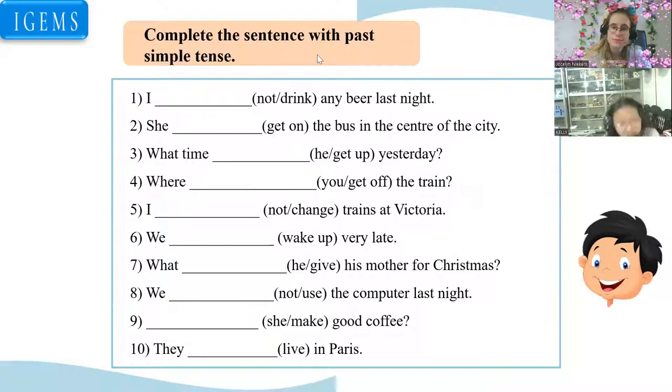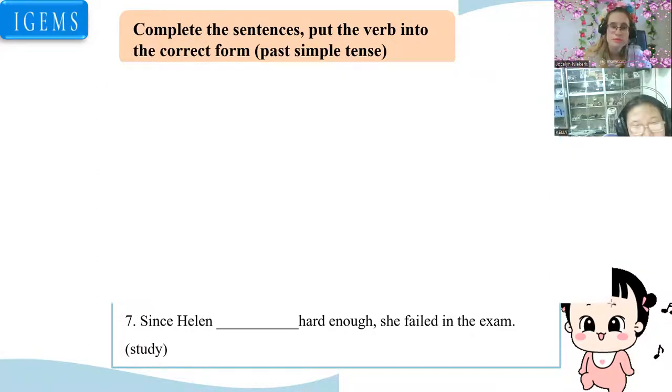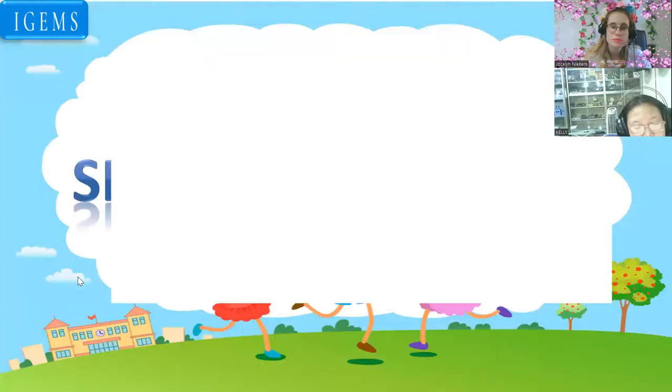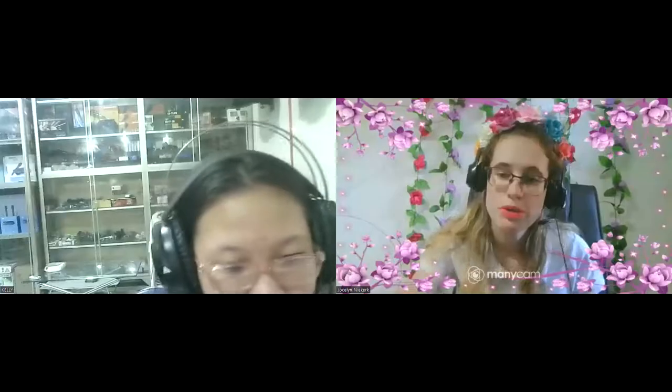Yes. Homework. Take a screenshot. Okay. I will do it. Take a screenshot. Yes. Got it. Okay. Next one. I was so hungry that I ate everything I found in the fridge. Take a screenshot. Got it? Yes. All right, well done. All right, okay. Homework. You can do your homework and send it to me.